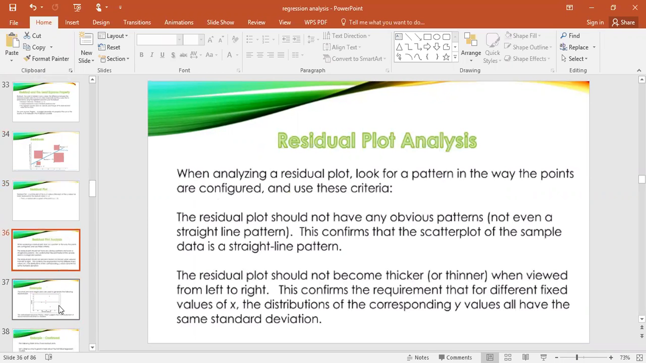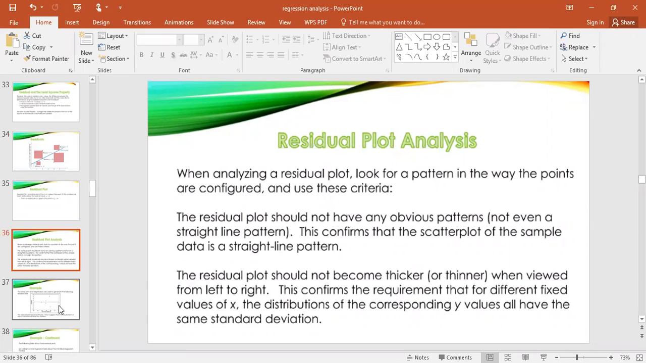Residual plot analysis. When analyzing a residual plot, look for a pattern in the way the points are situated and use these criteria. The residual plot should not have any obvious pattern, not even a straight line pattern. This confirms that the scatter plot of the sample data is a straight line pattern. The residual plot should not become thicker or thinner when viewed from left to right.